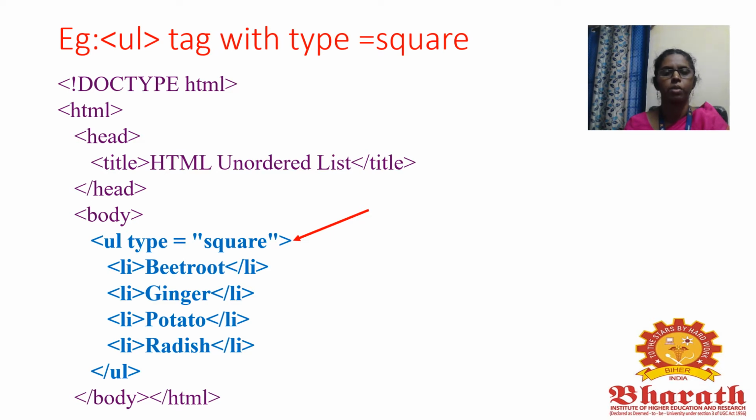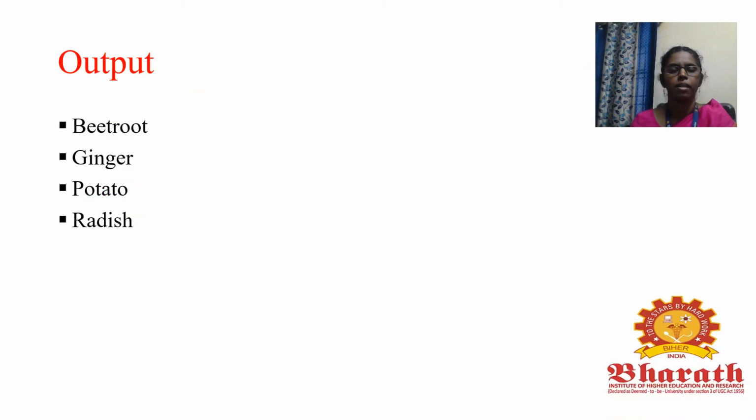If you save this program as HTML, then if you open it in any web browser, the output should be that all the list items are prefixed with a square bulleted text. If you look at this example, what will be the output? Here beetroot, ginger, potato, radish. All these list items are prefixed by a square bulleted text, since we specified UL type is equal to square. So this is one example of the unordered list with type is equal to square.